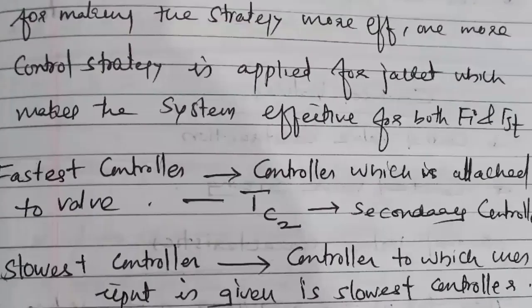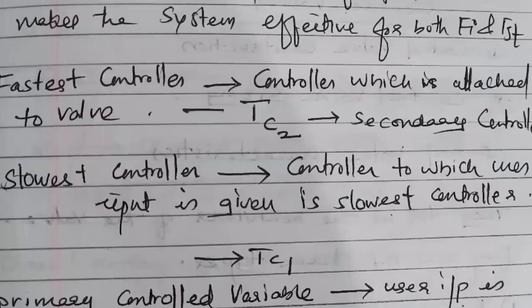Clear? So once again, the fastest controller will be the controller which is attached to the valve. Here in this particular diagram, it will be TC2, that is your jacket controller. That will be your fastest controller. The slowest controller is the controller to which the user input is given. Here it is TC1.